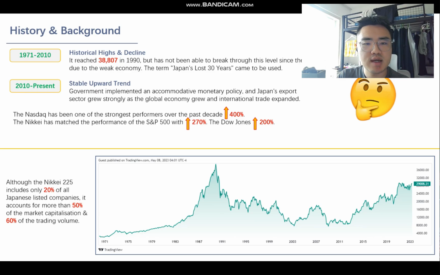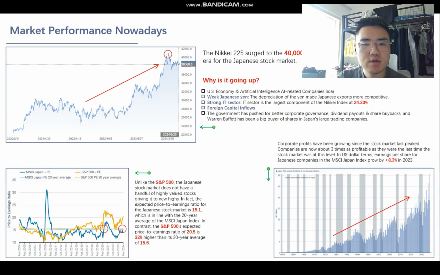Japan's stock market has maintained a strong growth momentum over the past decade. If we look at the Nasdaq, it has been one of the largest performers over the past decade, rising more than 400%. And the Nikkei has also matched the performance of the S&P 500 with a gain of about 270%. The Dow Jones is about 200%. So when we look at its current market performance, we can see that it broke through an all-time high of the 40,000 mark.